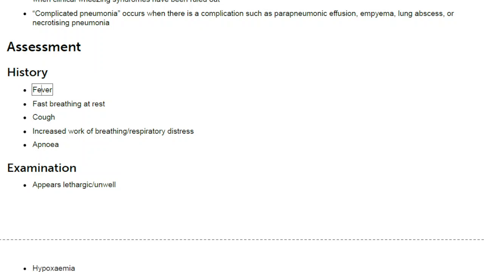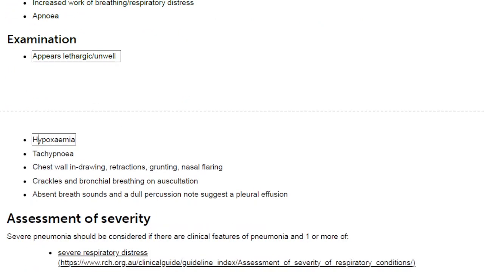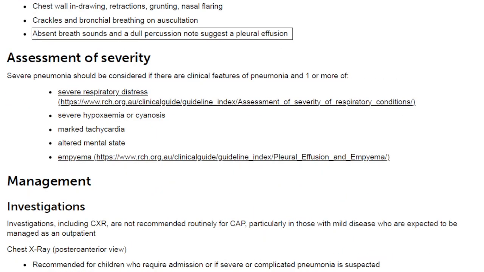Assessment. History. Fever, fast breathing at rest, cough, increased work of breathing/respiratory distress, apnoea. Examination. Appears lethargic/unwell, hypoxemia, tachypnea, chest wall indrawing, retractions, grunting, nasal flaring, crackles and bronchial breathing on auscultation. Absent breath sounds and a dull percussion note suggest a pleural effusion.